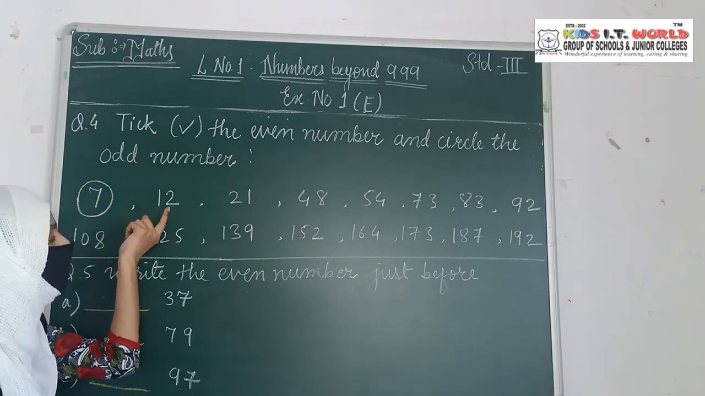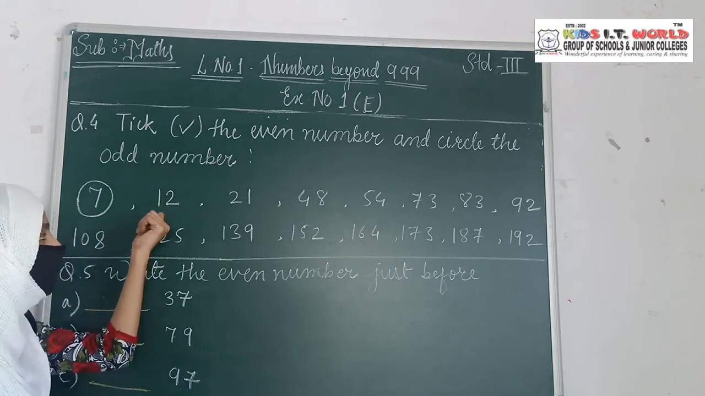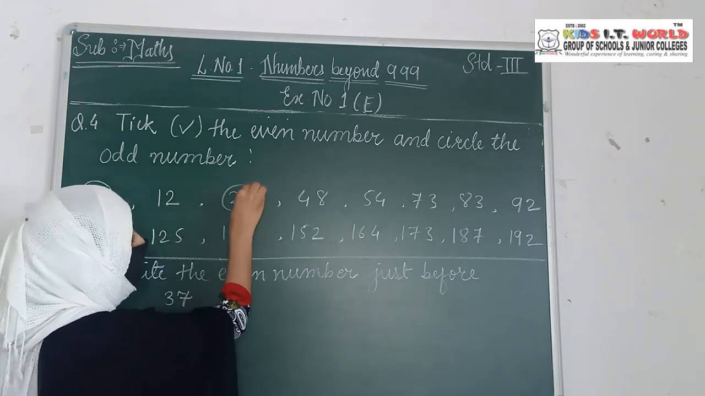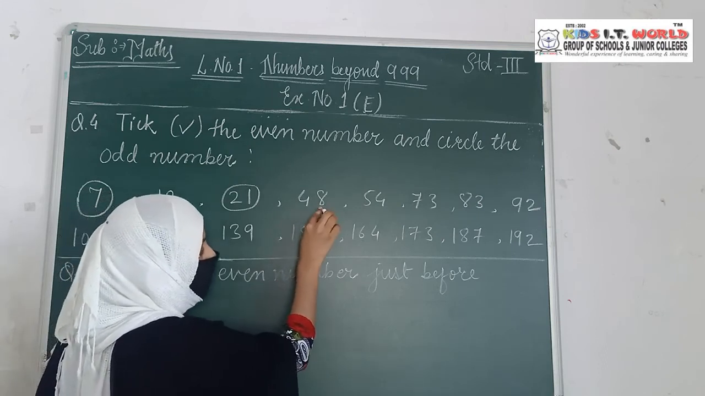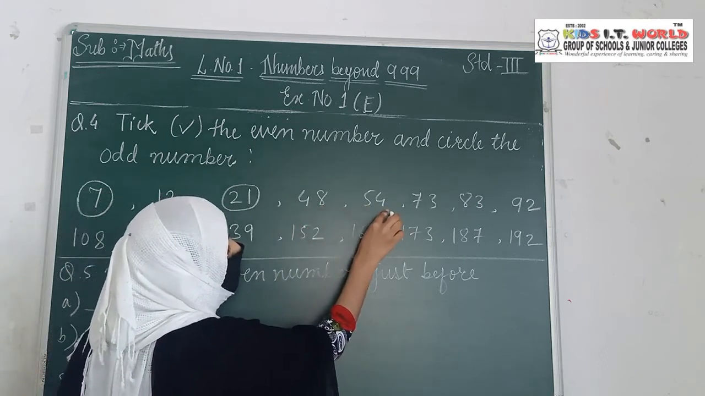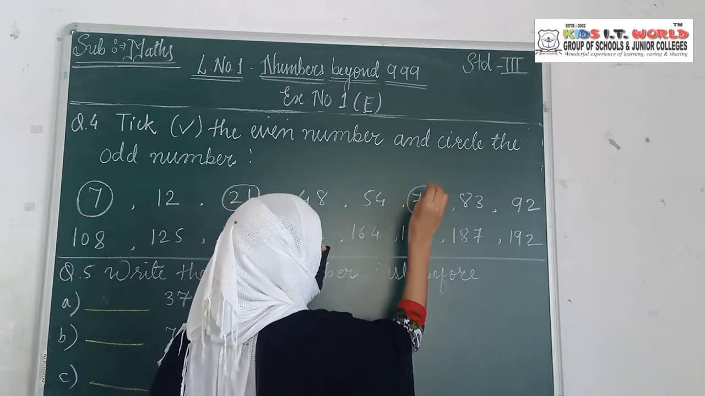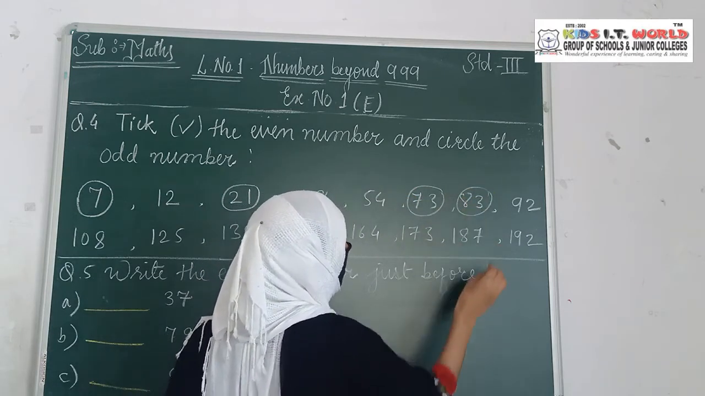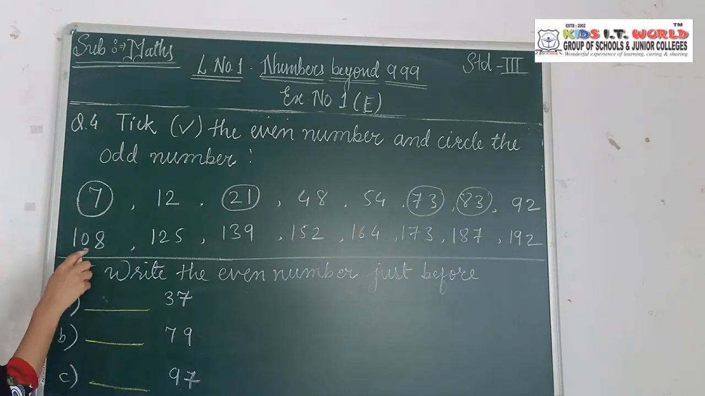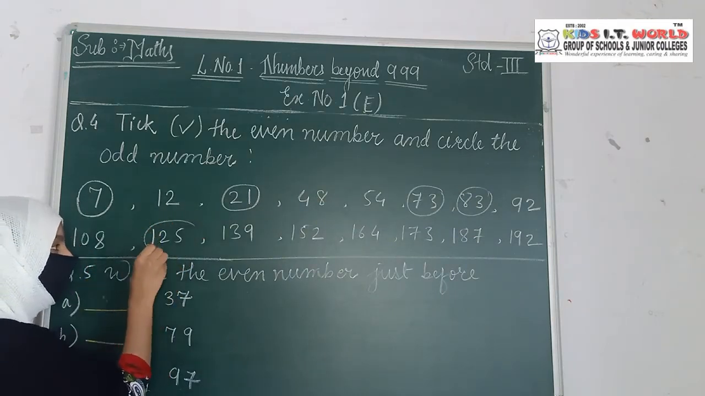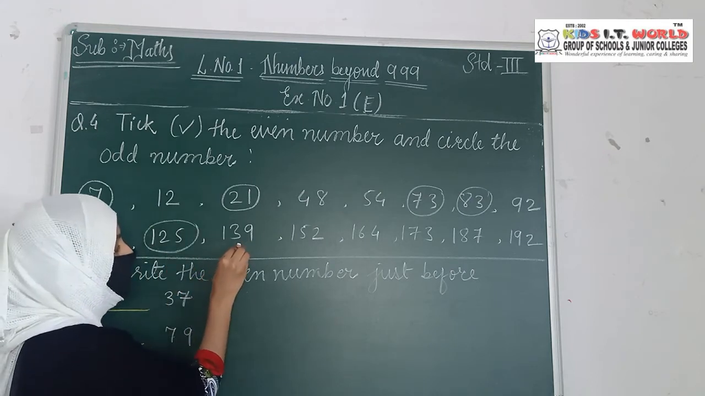Here it is 12. It is divisible by 2 and it is an even number. This is an odd number. Here it is 8, which means it is even. Here it is 4, which means it is even. And this is an odd number. This is odd. 108, it is an even number. It is odd.